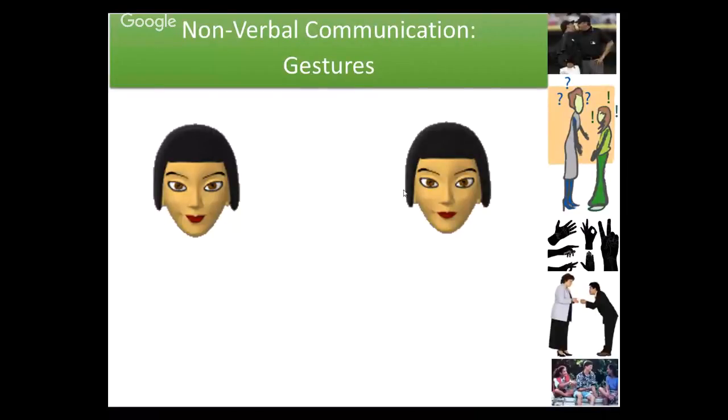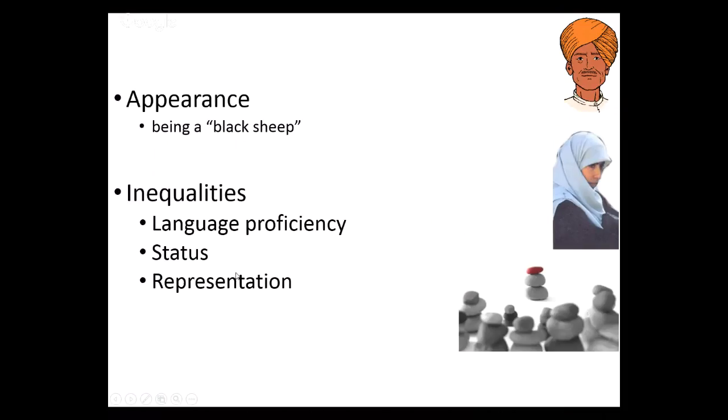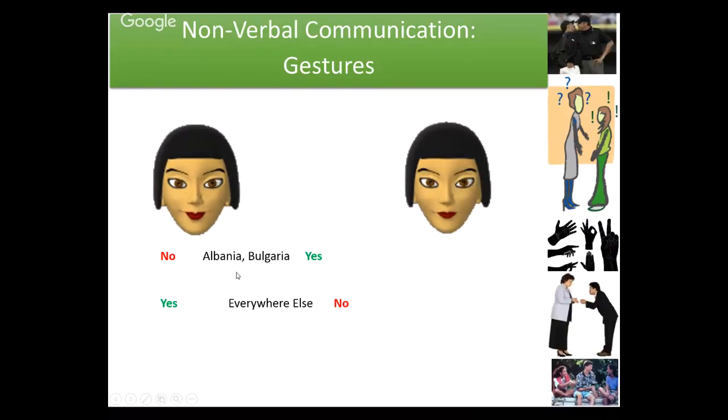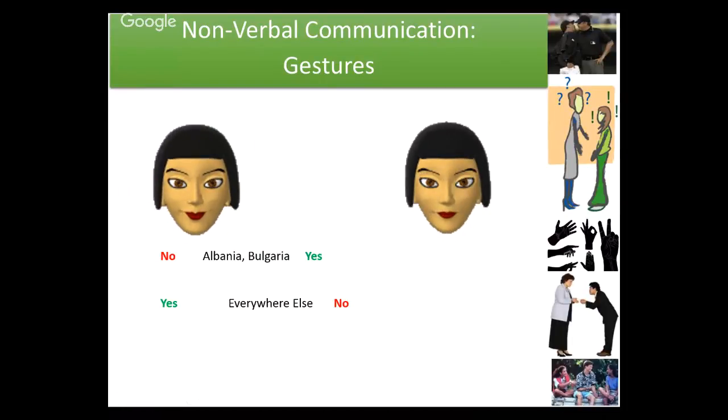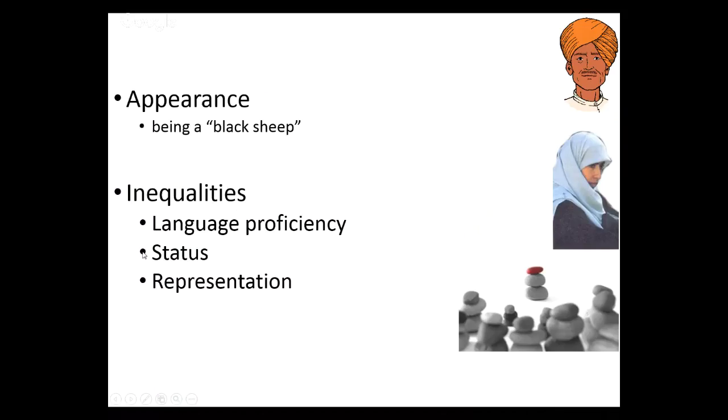Here is one of the more popular examples. So nodding, so basically doing this up and down, may mean yes in some cultures, but in Albania and Bulgaria, it actually means no. And then the opposite is true for shaking a head side to side. Also, sometimes Indian head shaking is not exactly like no in the Western cultures, but it's closer to no than to yes when you agree and show respect, right?